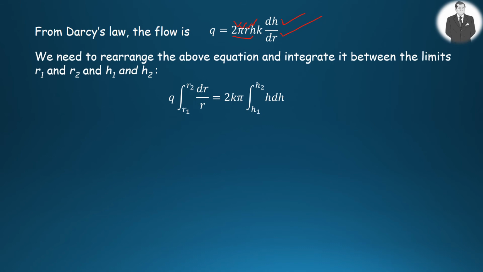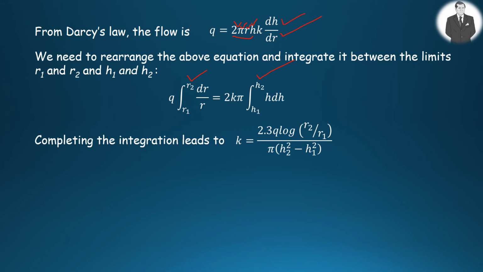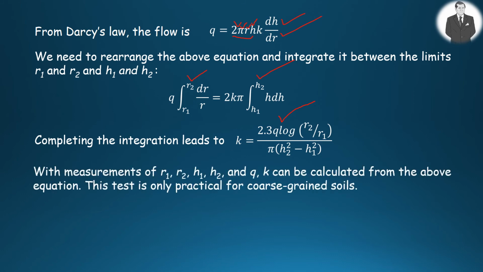If the above equation is rearranged and integrated between the limits r1, r2, h1, and h2 as shown here, when the integration is completed, we get this equation, which is needed to calculate the coefficient of permeability of soil subjected to a pumping test under unconfined conditions.